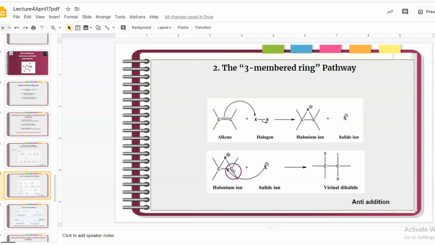If the X attacks the carbon on the right, then the X on the top goes to the carbon on the left. If X attacks the carbon on the left, then the X on the top goes to the right carbon, okay? That's the three-membered ring pathway whenever you are adding halogen on alkene. Here, it's not going to form syn product, it's going to form anti-product, and you can see why.